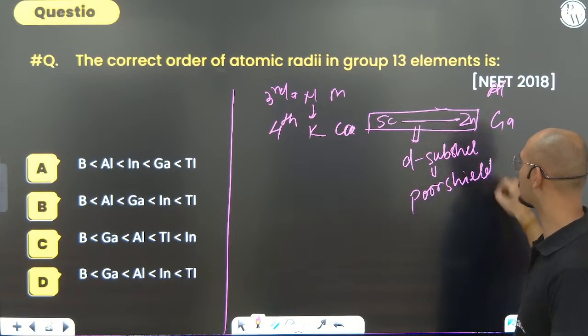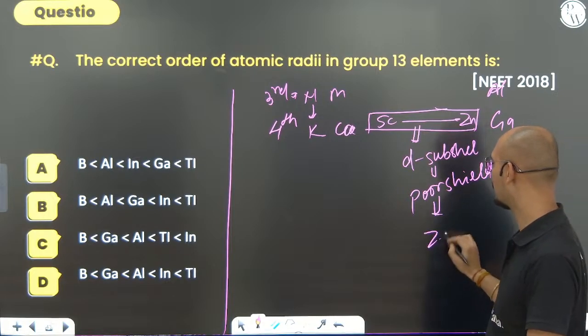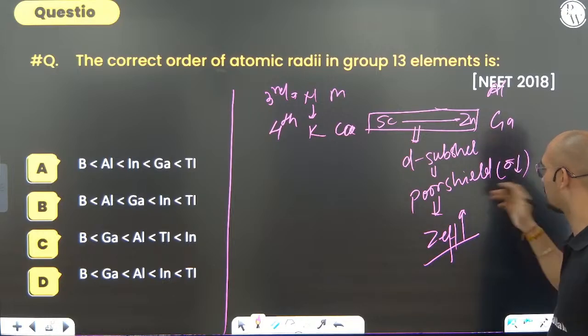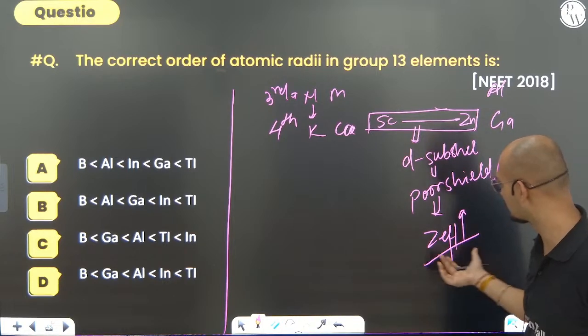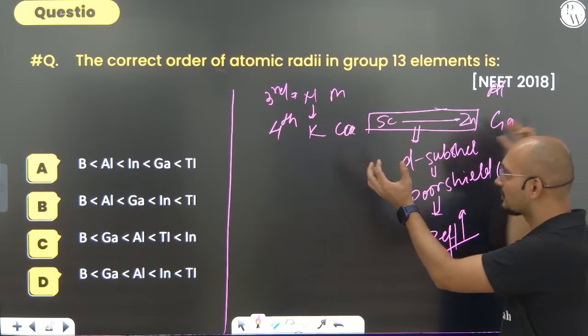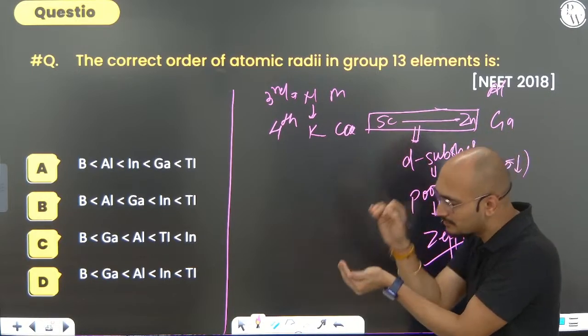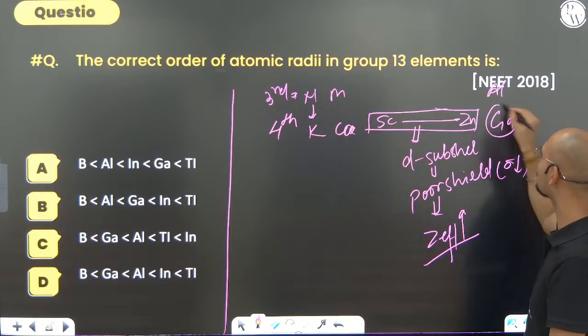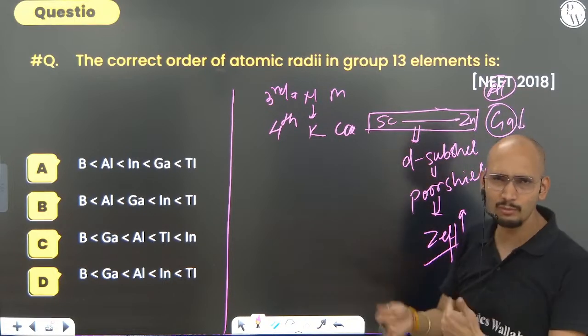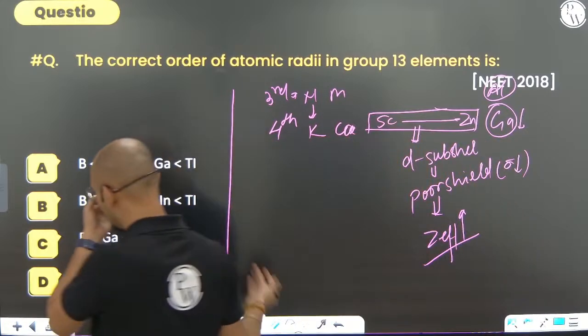And due to this poor shielding, what happens? Z effective increases. Because sigma decreases, Z effective increases. As the Z effective increases, the outer electrons get pulled very much towards the nucleus, so their size becomes less. That's why gallium's size becomes so small that it is almost equal to aluminum.